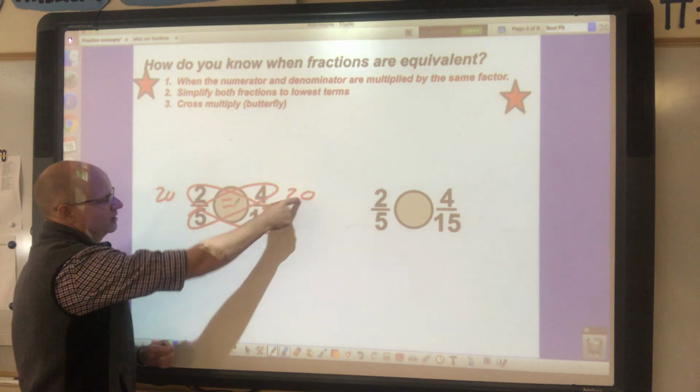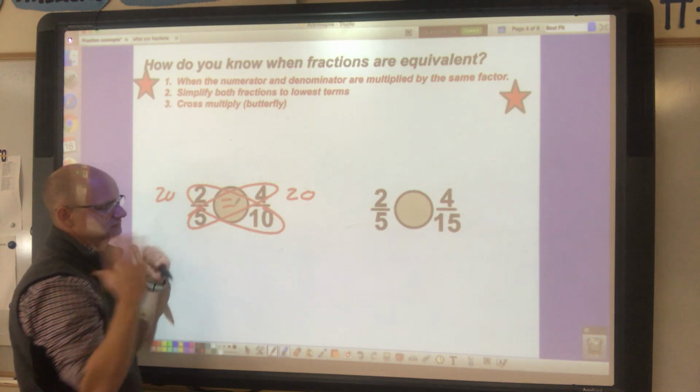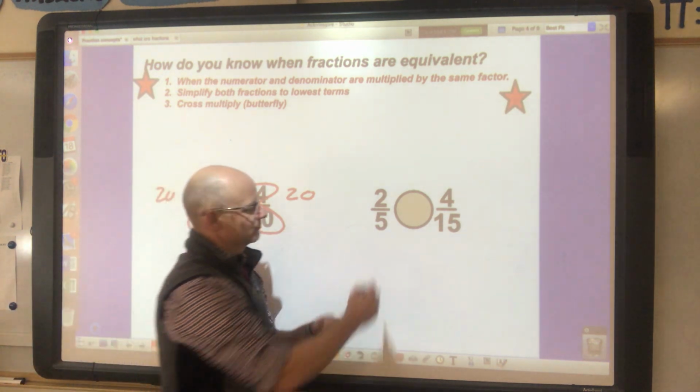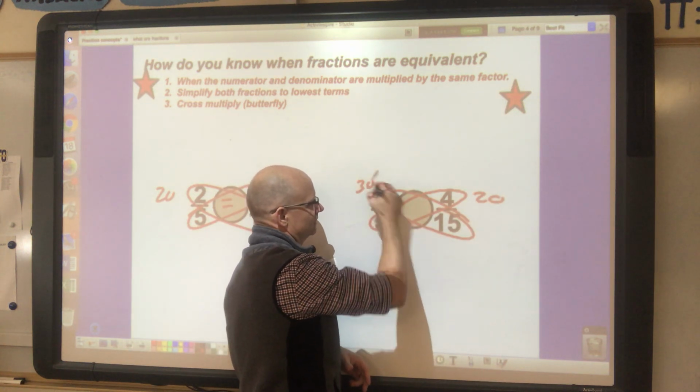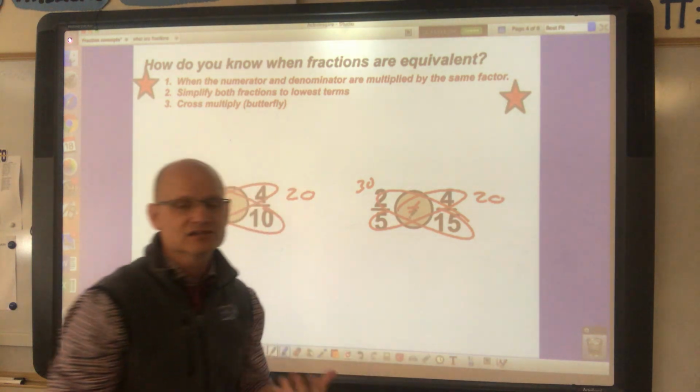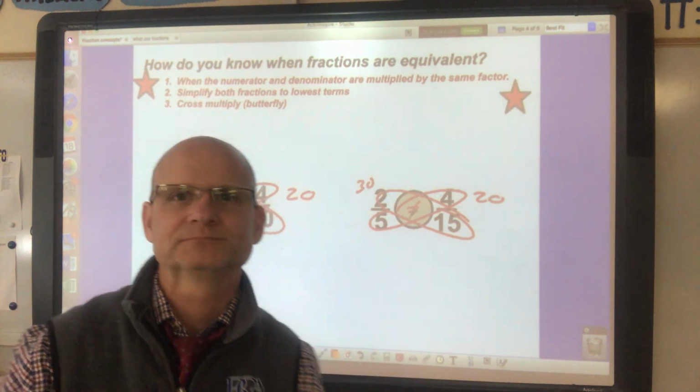5 times 4 is 20. 10 times 2 is 20. They equal. Here, cross multiply, 20. Here, cross multiply, 30. They don't equal. That is another way of knowing if fractions are equivalent.